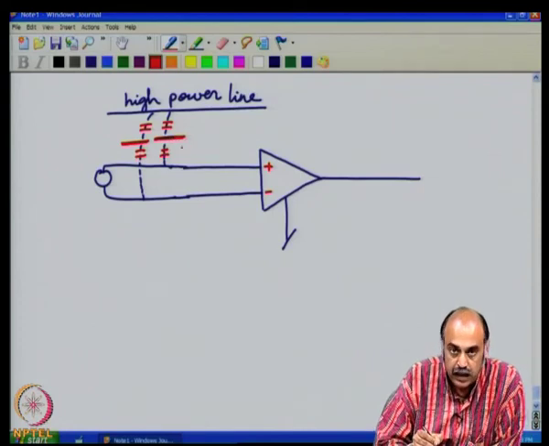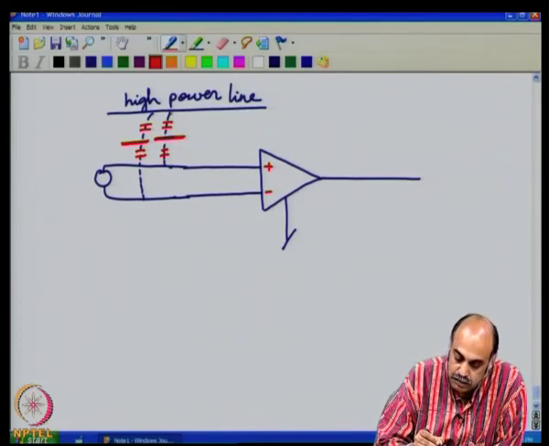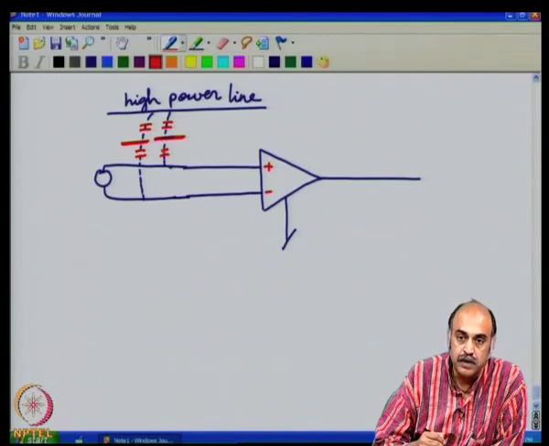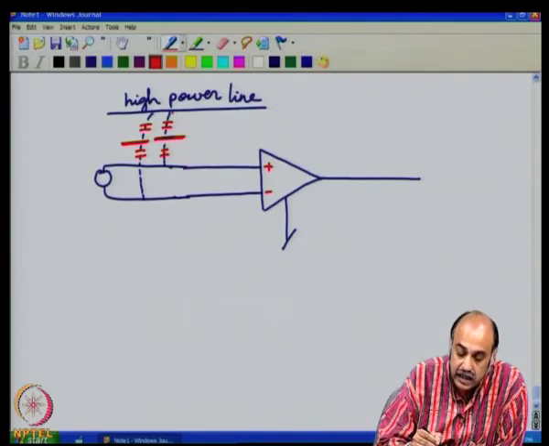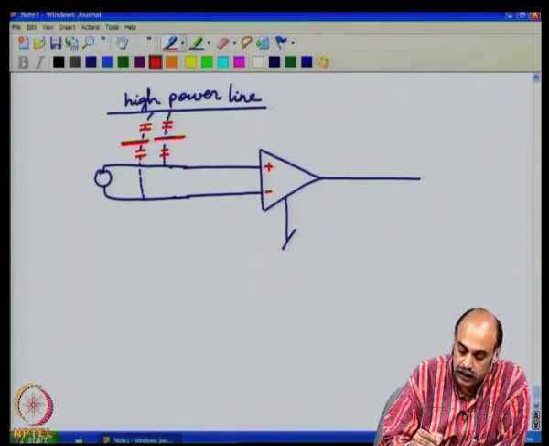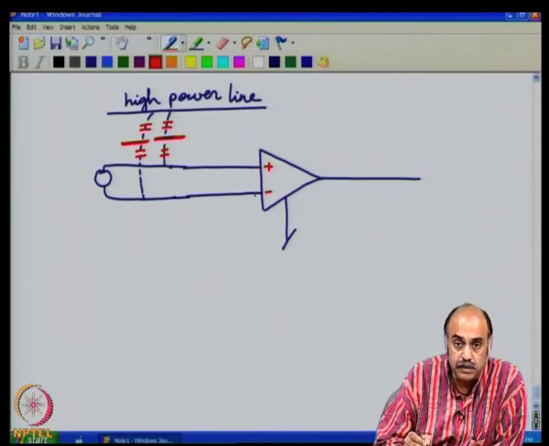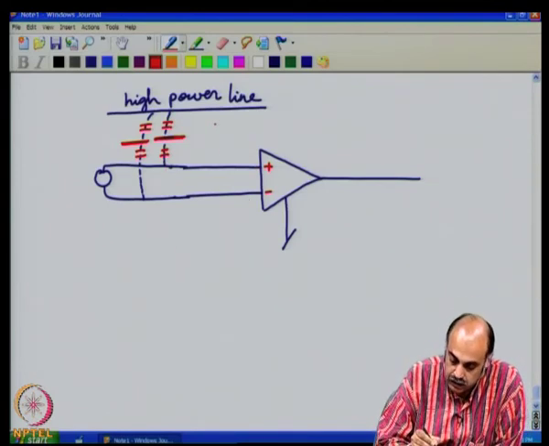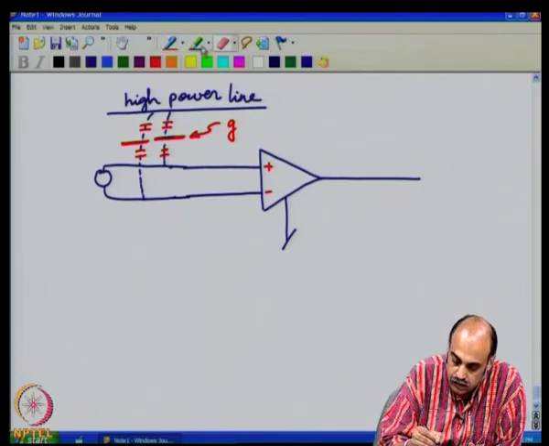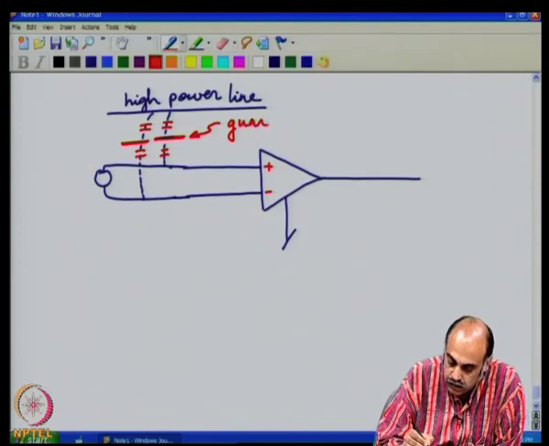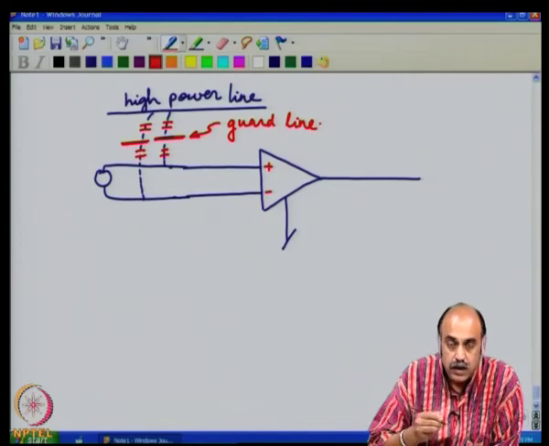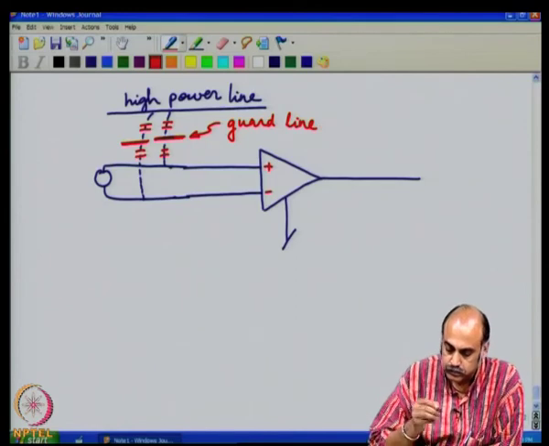So, this basically is the concept that we introduce something in between, something in between a line such that it splits the direct capacitive coupling from any external line to the line that matters, which is the plus and the minus lines. Now, this line is called the guard line.